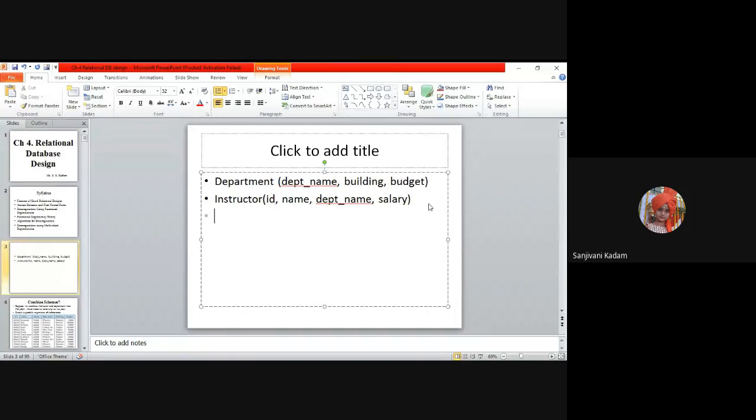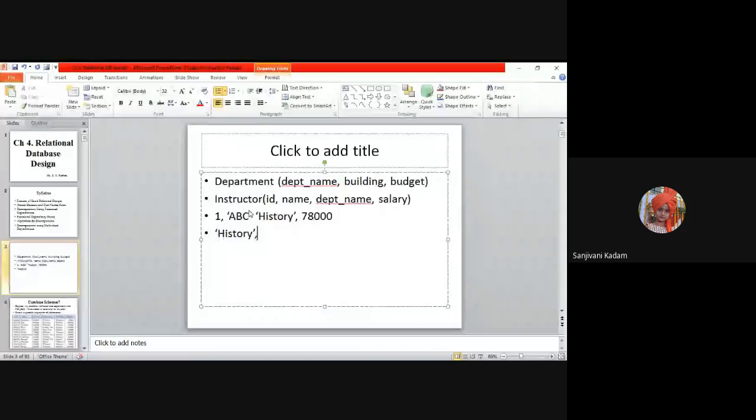In order to combine, let us take that I have an instructor from the history department, that is instructor 1. Let us consider ID with name ABC, department name as history, and salary, consider 78K. So this is a tuple from the history department. History department is located in, consider, Watson building, and the budget of this department is considered 45 lakhs.